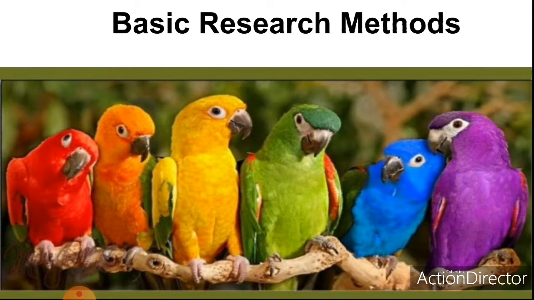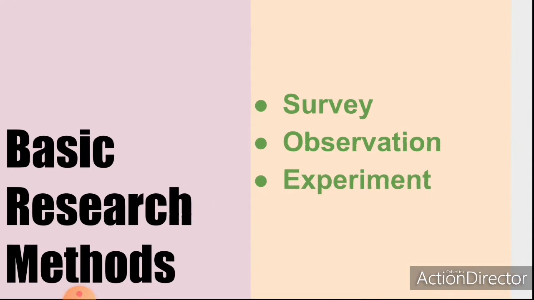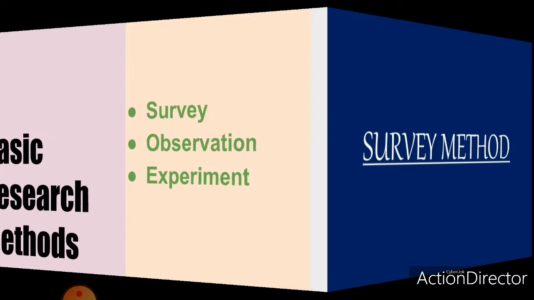Now, the next area of discussion is basic research methods. When a researcher selects a research design, either descriptive or causal, then the next step is to select the means of gathering data or methods of collecting data. There are mainly three basic research methods. They are survey method, observation method, and experimental method. So, we can discuss each method in detail.